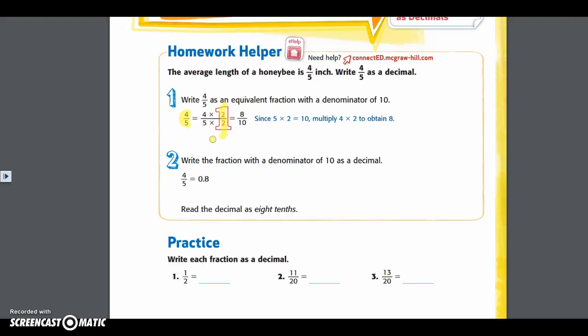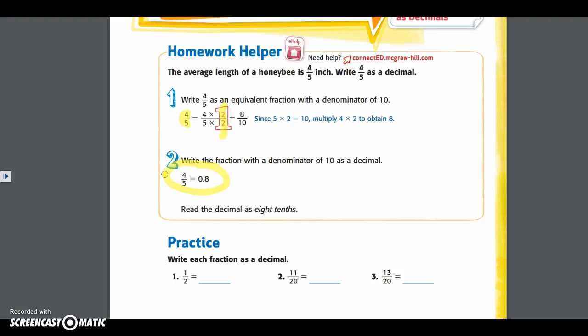Well, we know that 5 times 2 is 10, so that gives us our denominator of tenths. And whatever we do to the denominator, we have to do to the numerator. So we have to multiply 4 times 2 as well. 4 times 2 is 8. 5 times 2 is 10. So 4/5 is equivalent to 8/10. And we already know how to write 8/10 as a decimal. We have it right there.